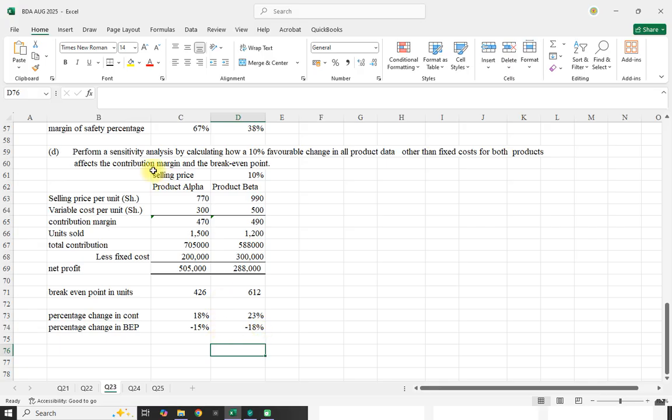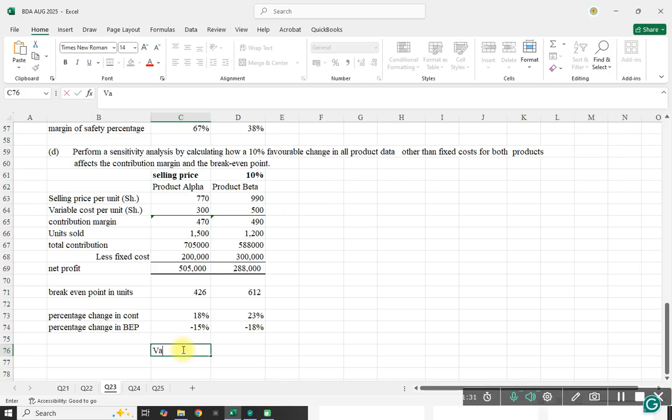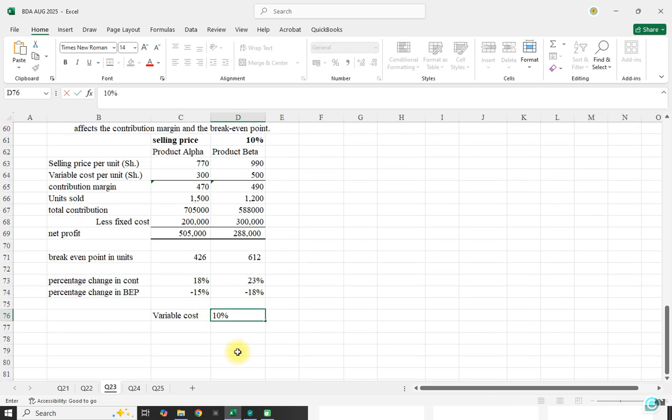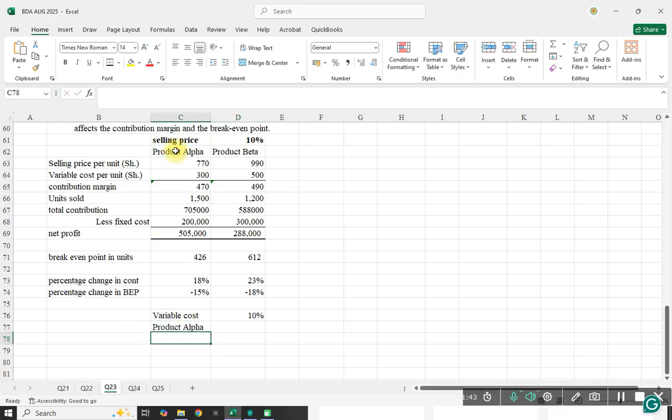So we go now to the other, that was the selling price. We go to variable cost. So variable cost, and remember this is favorable. Variable cost, favorable, alpha, and these are the ones.